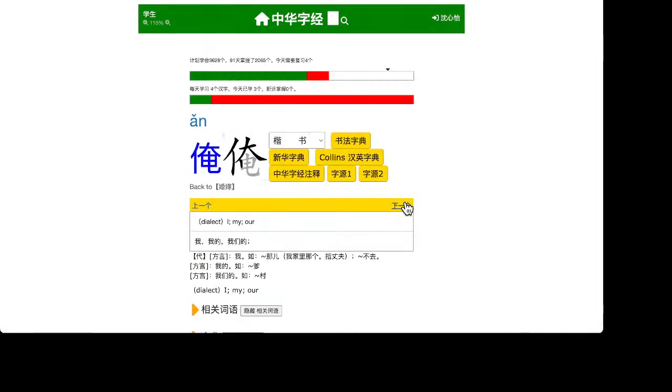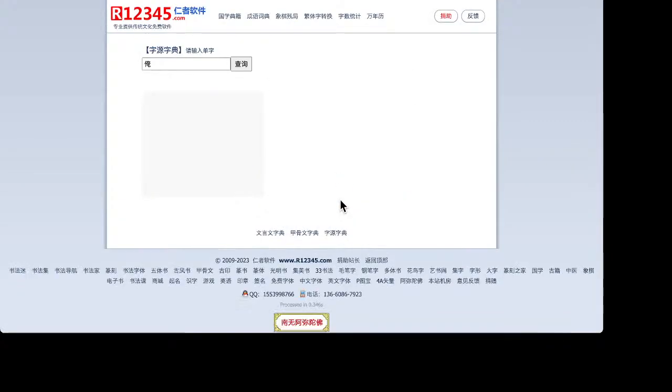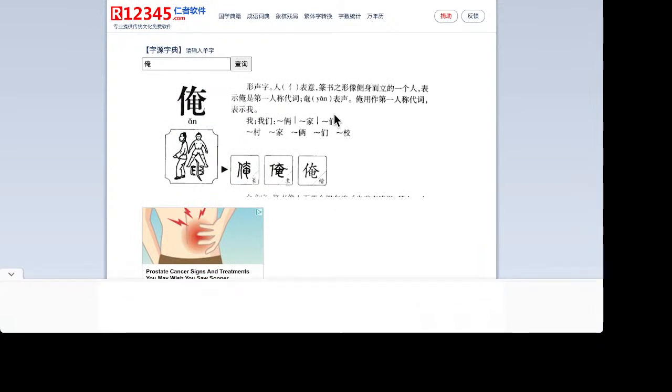Now, 俺. Let's take a look at this character. This one, you can see, is also a standing person on the left, and then on the right-hand side is a character pronounced as 俺, which is used just for the sound. So this one is a dialect. Part of China uses this one to refer to I or we. Okay.